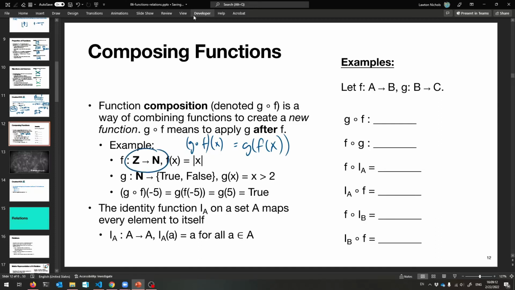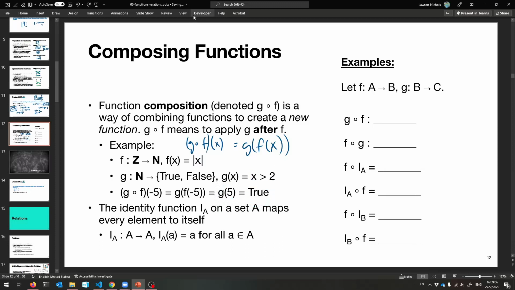And here's an example. So here's F. It takes integers to natural numbers by using the absolute value. And here is a function G that takes natural numbers to true and false. It sees if its input is greater than 2 or not. Okay? And notice that it is allowed for us to do G after F. So first do F, that takes an integer, gives me a natural number. And if I do G, it's ready to take that natural number to a Boolean value. You see that? So G after F of -5 is G of F of -5, which is defined to be G of, that's the absolute value of X, so G of 5, and that is greater than 2, so it's true. So it all works out.